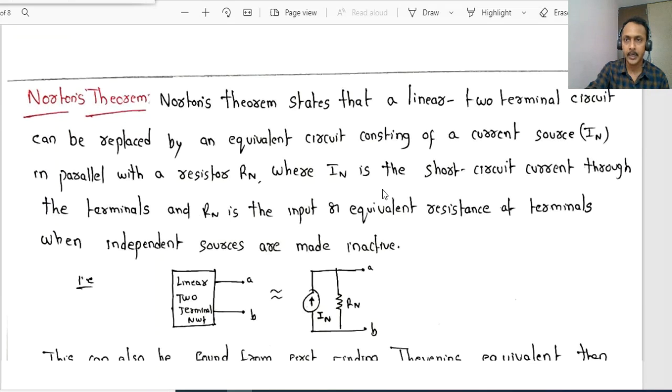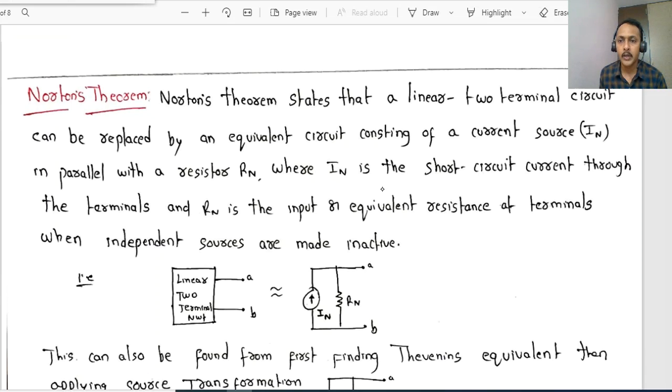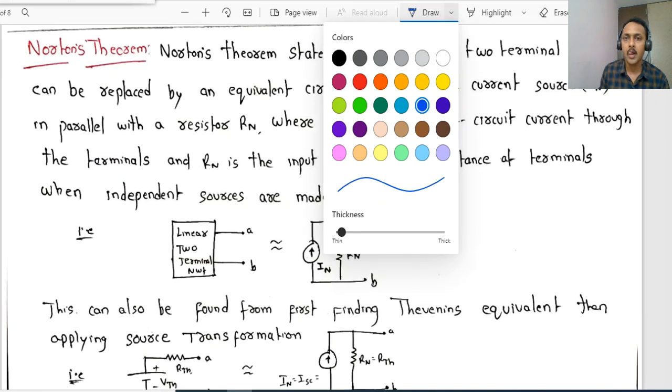Making a source inactive means, for example, in your problem, if any voltage source is given, simply short circuit that. If there is any current source, you have to open circuit that. If you have already watched the Thevenin's theorem, while finding the equivalent Thevenin's resistance, we have done that.